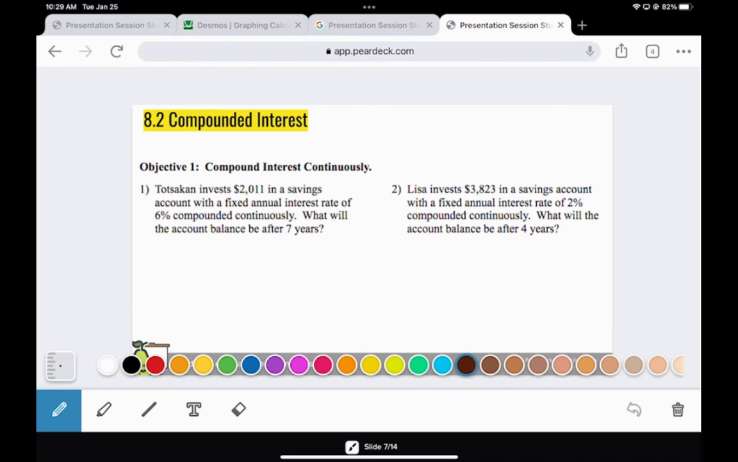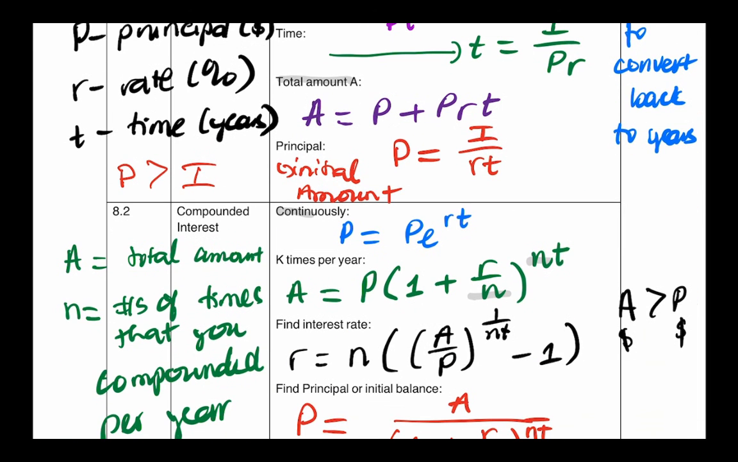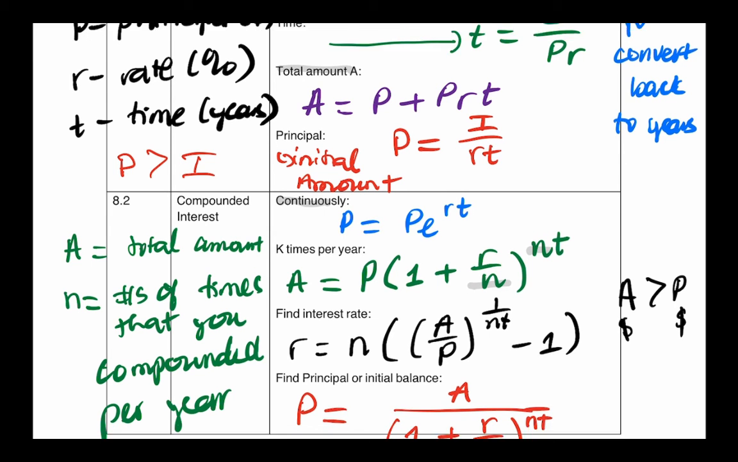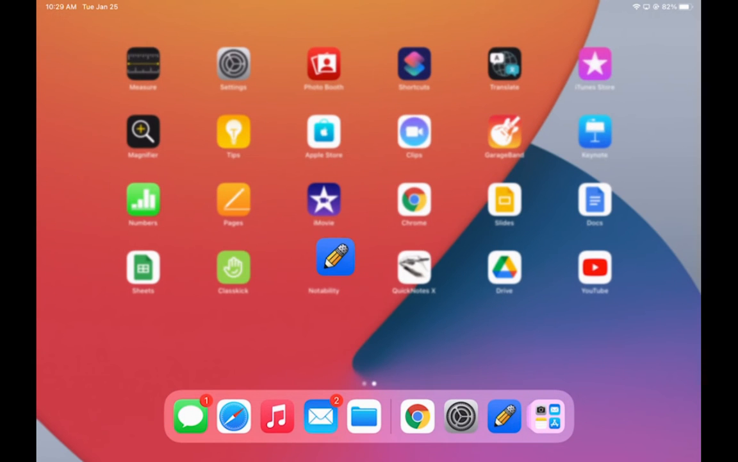Interest, we have a couple objectives. The first one is continuously. It will tell you right there, continuously. So the keyword is continuously right here. We need to go back to our notes and look in here. Continuously is this formula, P times E to the R times T. So you're going to have to read the objective carefully to say, this is the formula that I need for this problem. Then go back and do it.